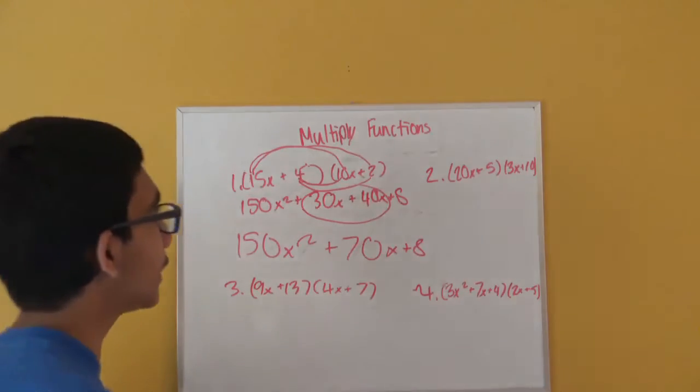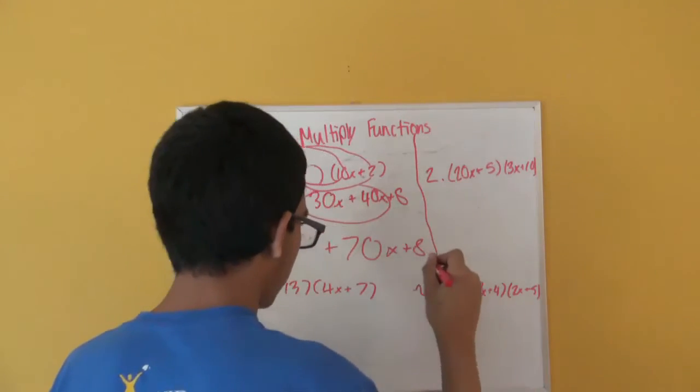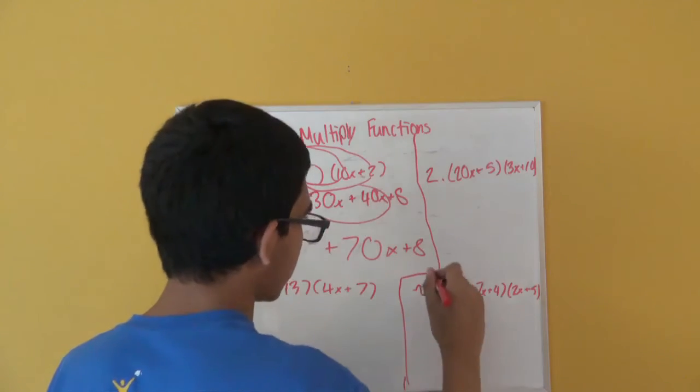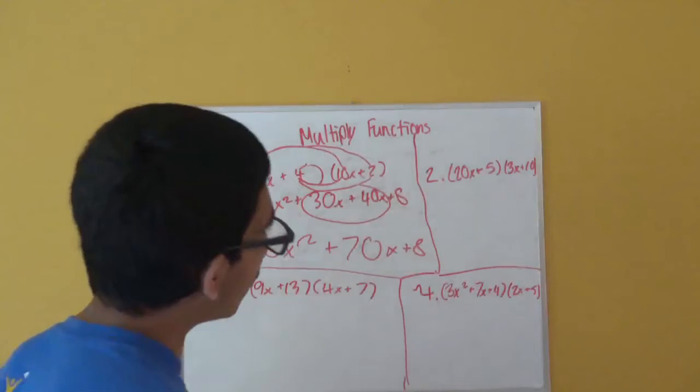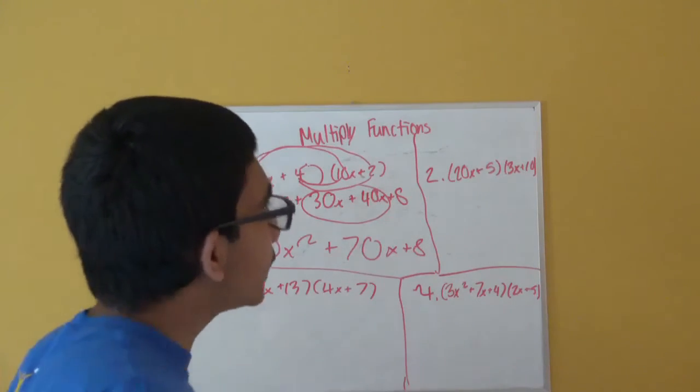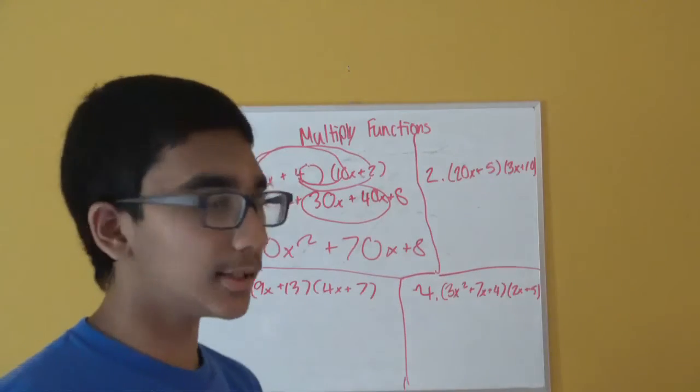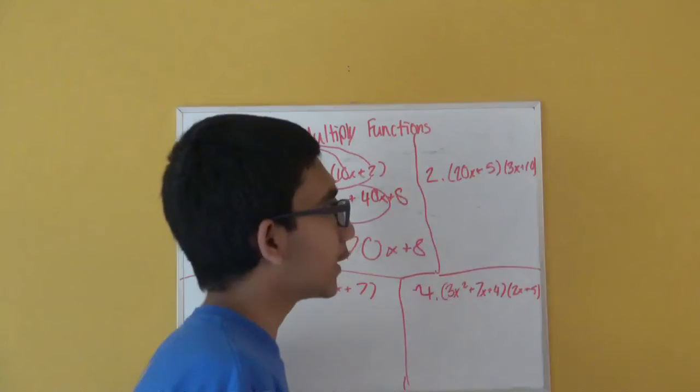That should be the same answer that you got if you did it yourself, which you should, because you get better practice. Now, let's do the other problem. 20x plus 5 and 3x plus 10. I'm going to use FOIL again.